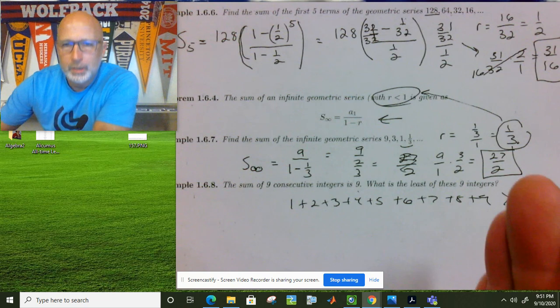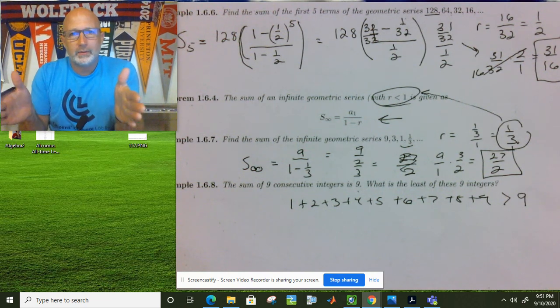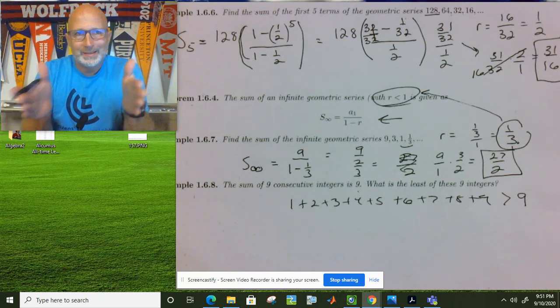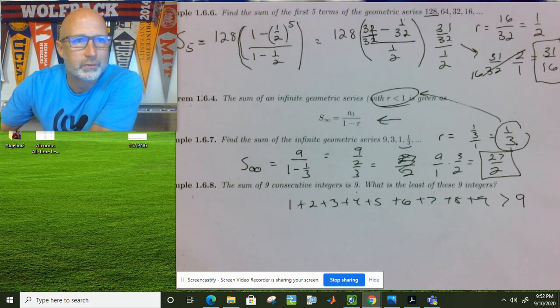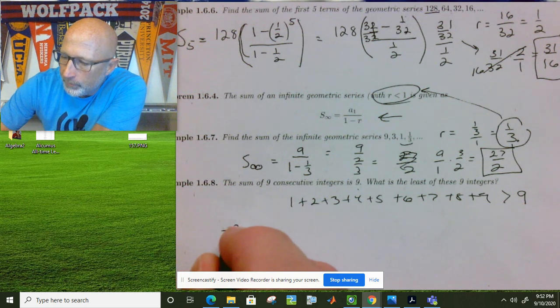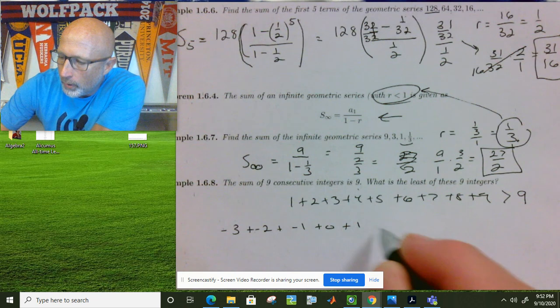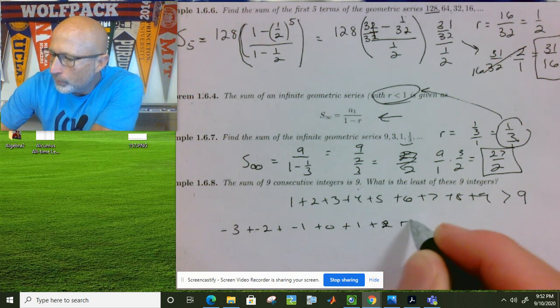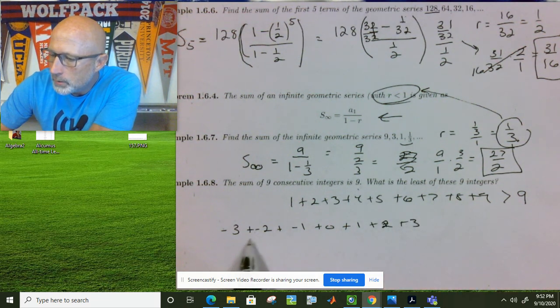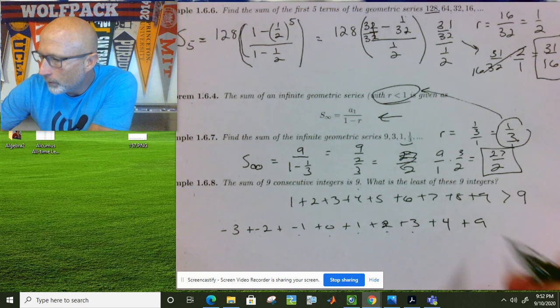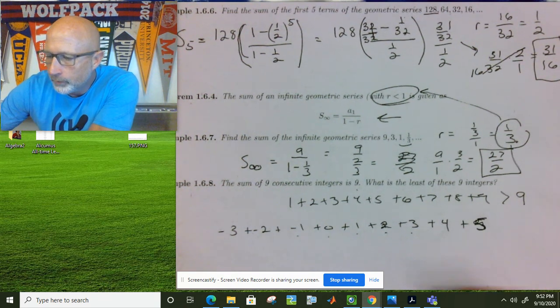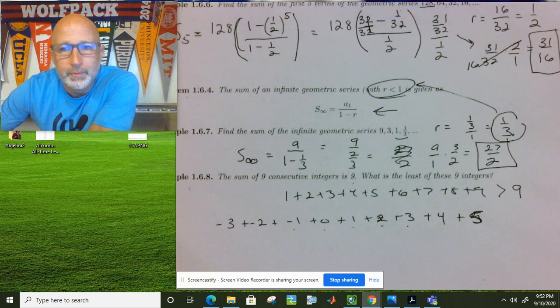Which means I'm going to shift those 9 consecutive numbers into the negatives. So I don't know, let's pick -3 to start off with, okay? So if I go -3 plus -2 plus -1 plus 0 plus 1 plus 2 plus 3, how many is that? 1, 2, 3, 4, 5, 6, 7. Oh, sorry, that's a 7, because those are consecutive integers. Now let's add this up and see what we get.